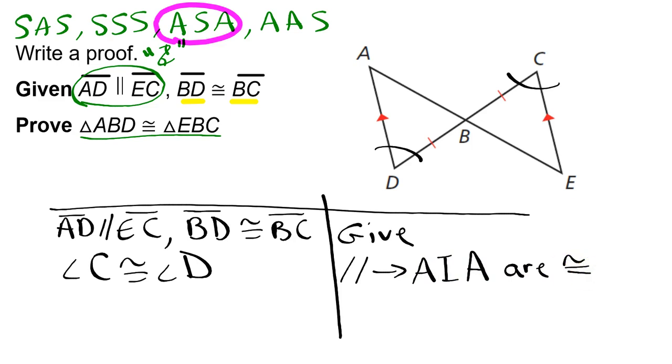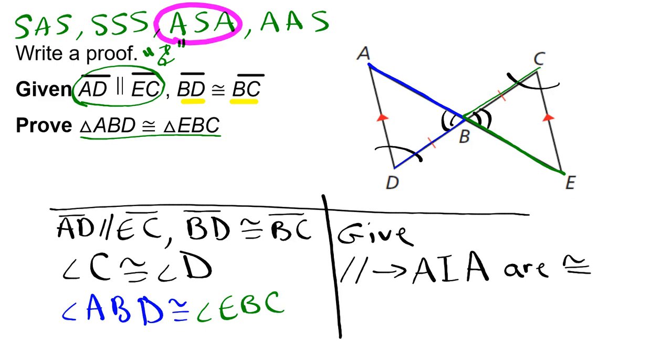Now we have a side and an angle. We need to get that last angle, which are these two. Since you have so many angles coming off of point B, you need to call them by better names. So we're going to say angle ABD is congruent to angle EBC.